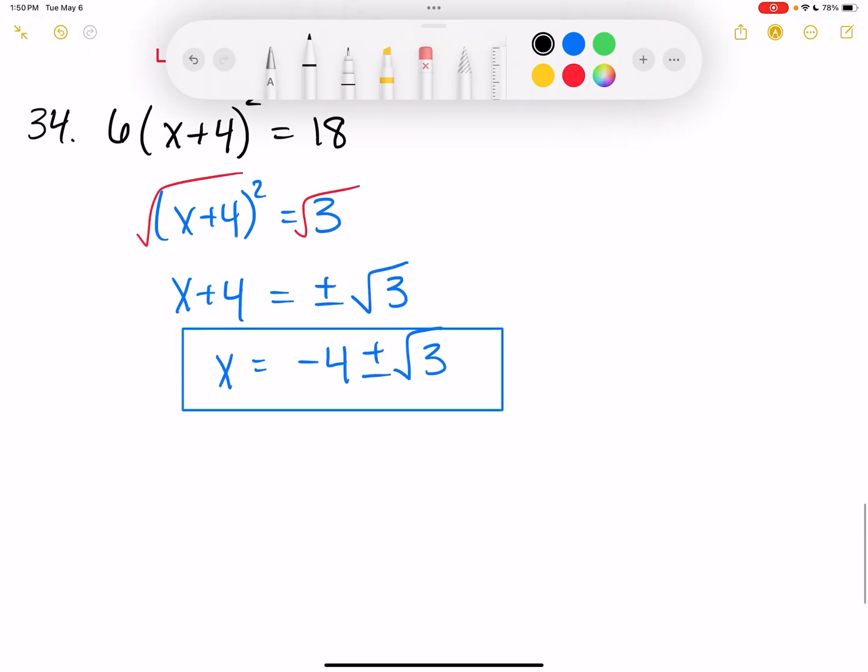All right, I want you to try 36 on your own. It's just like this one. So 5 times, in parentheses, a minus 2 squared equals 70. So take a minute and try that one.